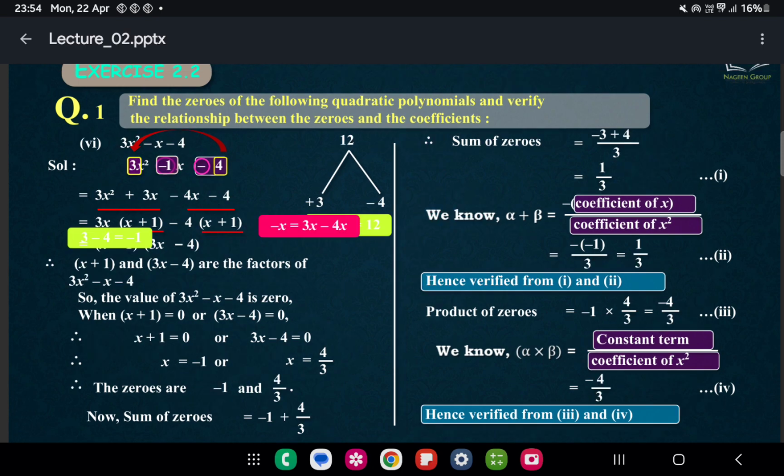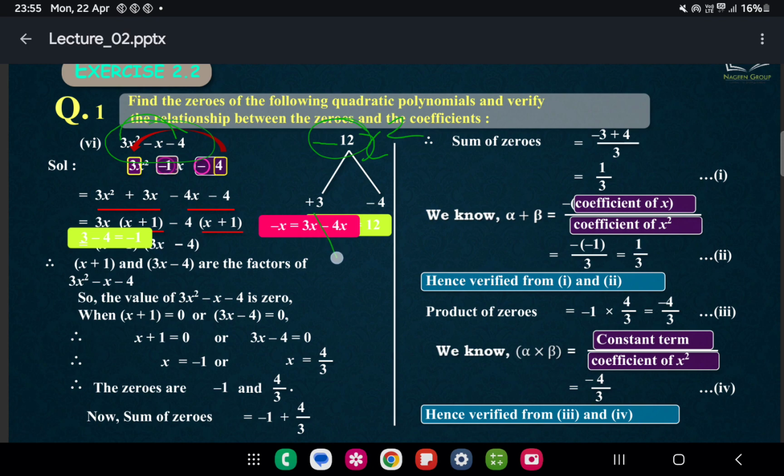Next we are moving to another problem. 3x square minus x minus 4. Here it is very important. We have to multiply that minus 4 into 3. So 3 4s are 12, so minus 12 you will get. Minus 12 x square, because minus 4 is there and 3 is multiplied with 3x square.